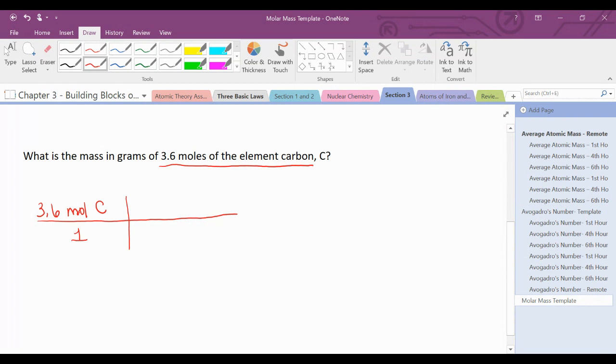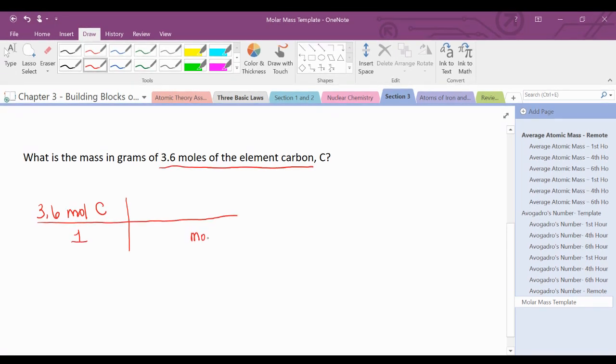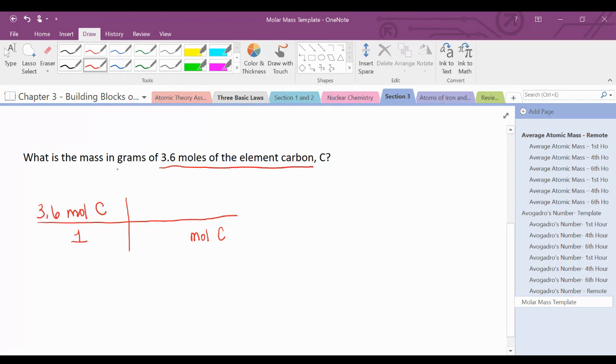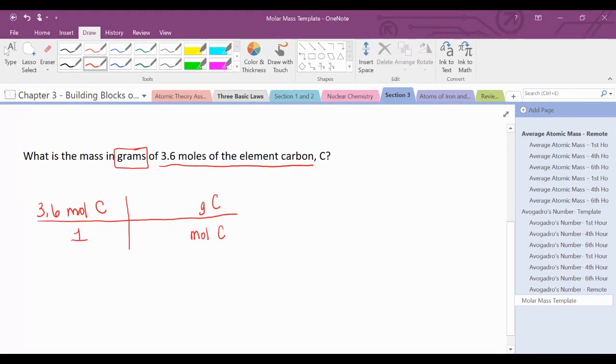In dimensional analysis, we're going to use units to set up our problem. So I need my moles of carbon to cancel, so we're going to put those on the bottom. And then what I'm wanting to find is the grams of carbon. So that's going to go up here on the top.